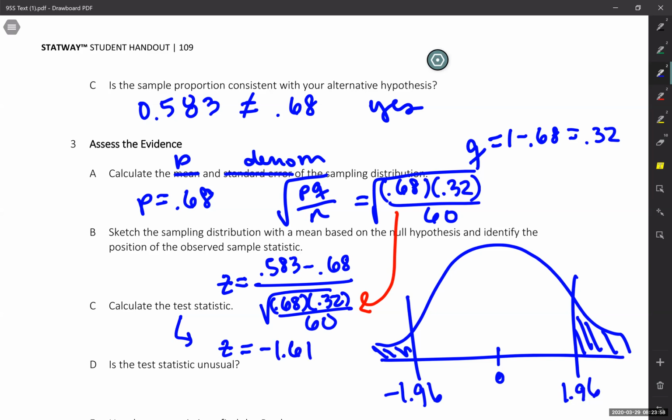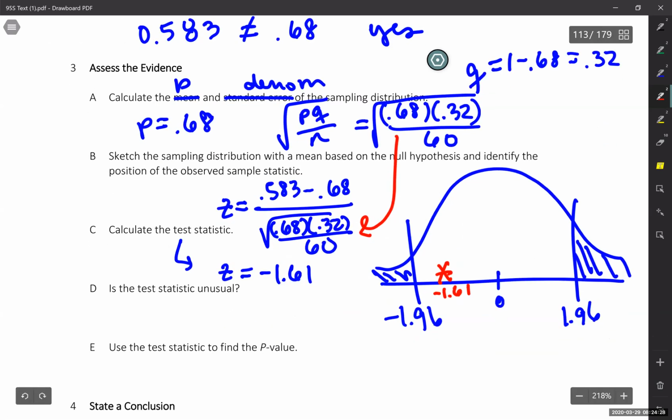And you just need enough decimal places to know how to compare this. So negative 1.61, I know that is between 0 and negative 1.96. If I had gotten Z equals 1.96, I would want to make sure I had another decimal so I knew if it was greater than or if I was rounding and it was actually less than. But this one I can tell is in that white space in between.